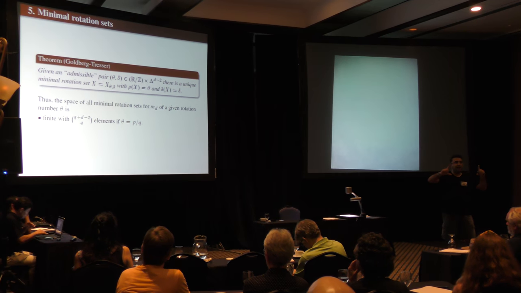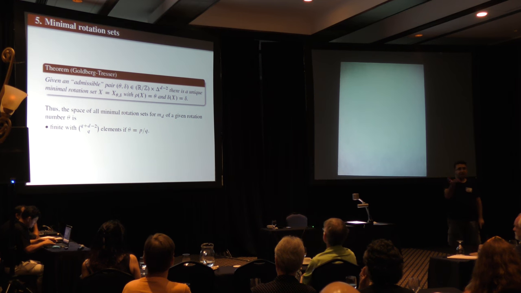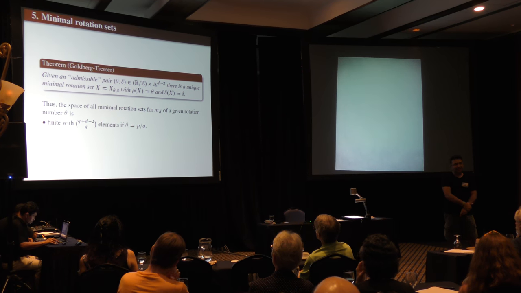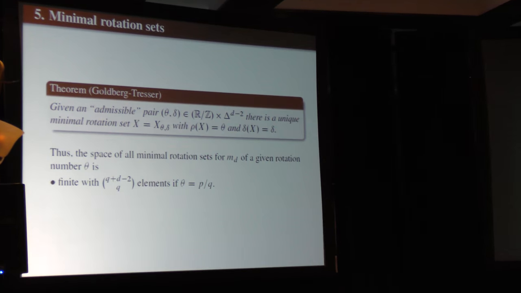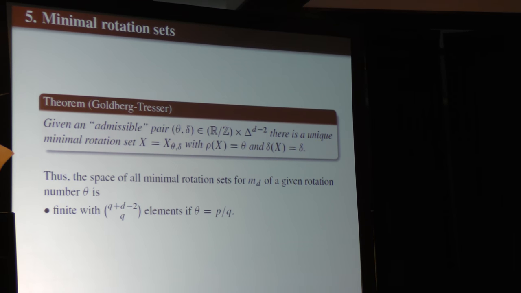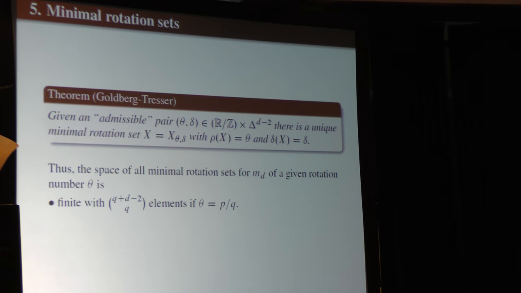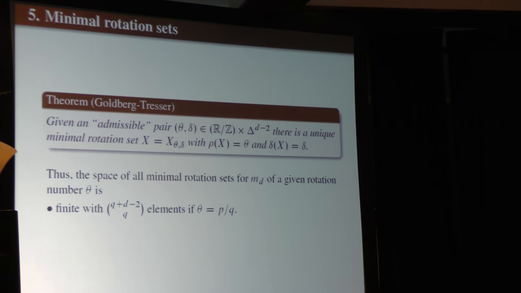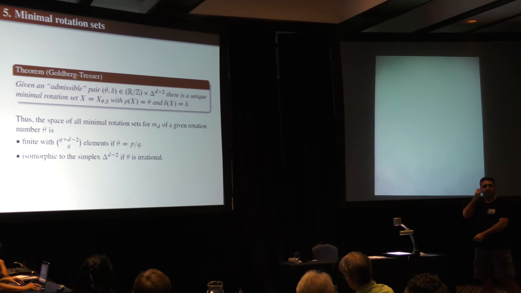Because according to the theorem, how can you specify them? You have D minus one fixed points, so D minus one segments around the circle, and you have Q points, and you can assign any number of points in any of these D minus one segments. So it's the number of ways you can deploy Q balls in D minus one boxes, which is exactly that by elementary combinatorics. And this number is one if D is two, and this number is Q plus one if D is three, and so on. So it grows with the degree. So if theta is of the form P over Q, you have only finitely many such minimal rotation sets. And if theta is irrational, you have infinitely many.